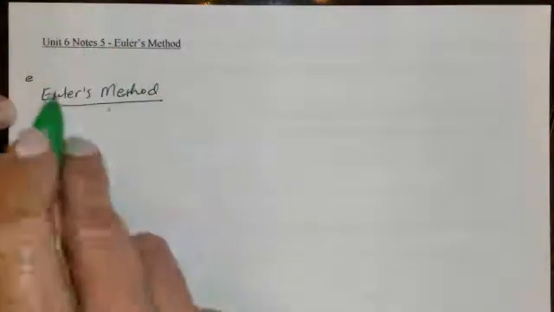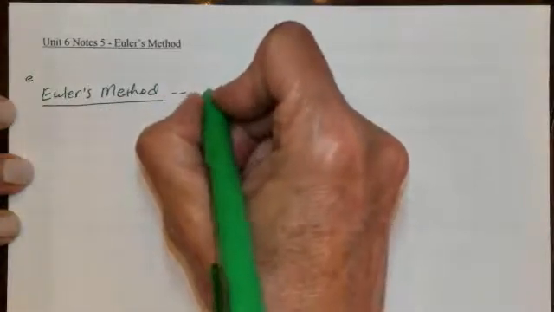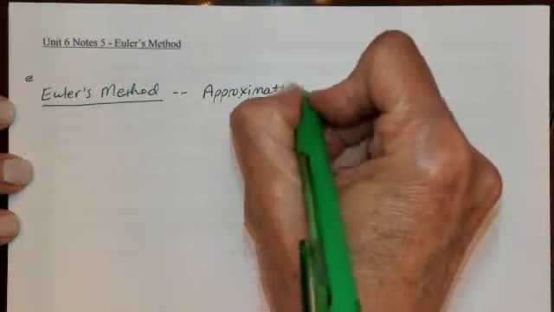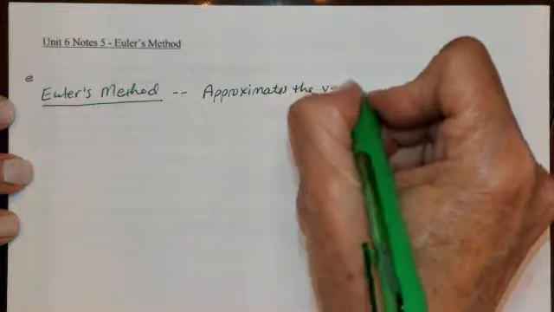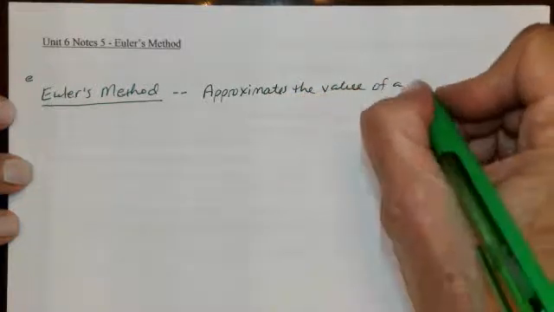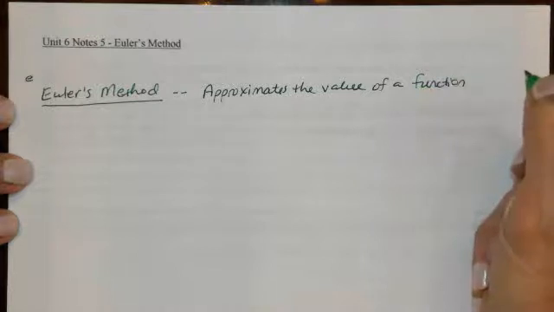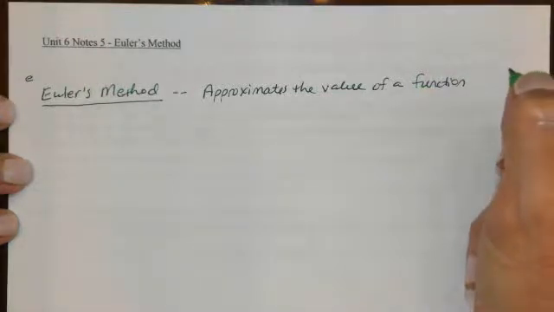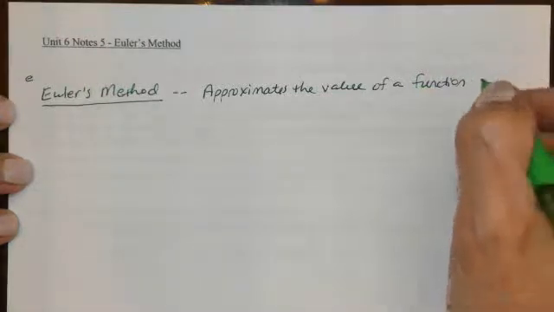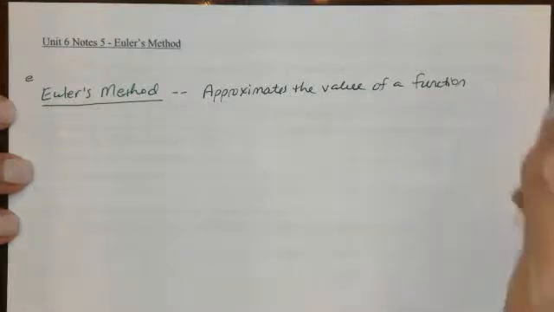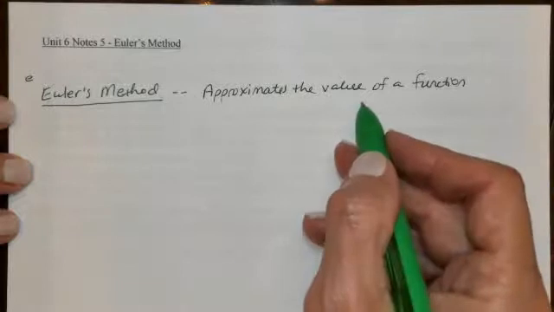Anyway, Euler's method, what it does. First of all, you need to know what it does. Euler's method approximates the value of a function. So that means it approximates the y value, all right, if you're graphing it, the y value of a function, okay? So that's what it does.